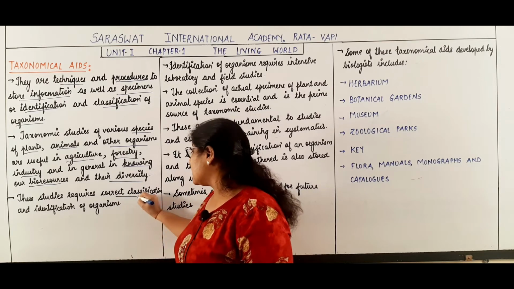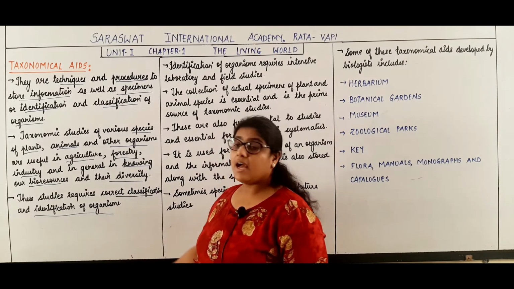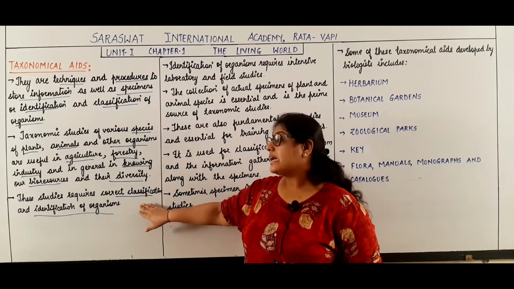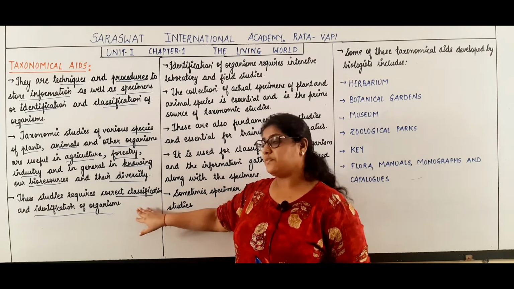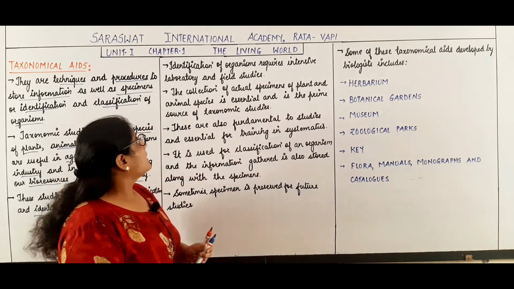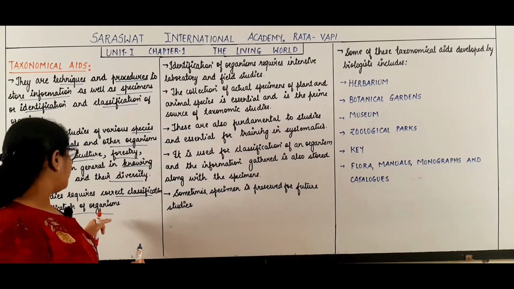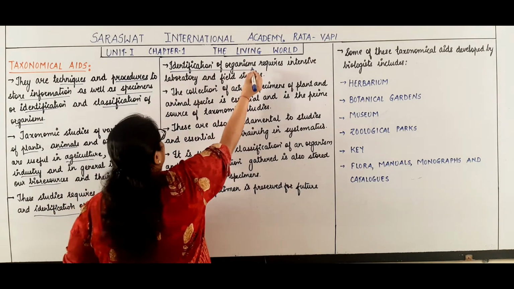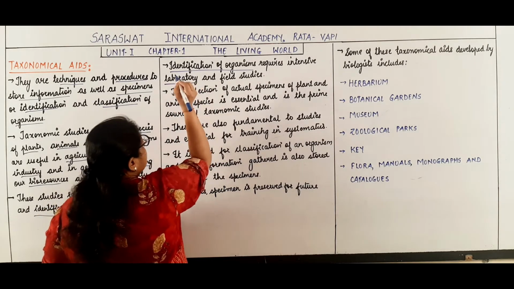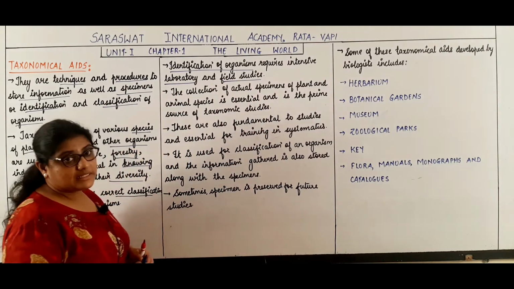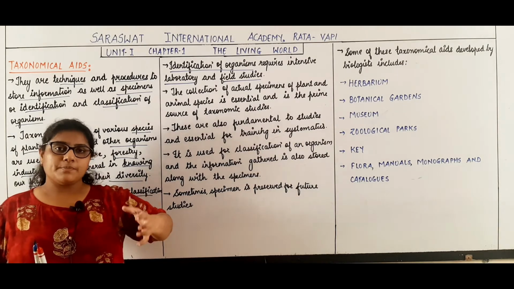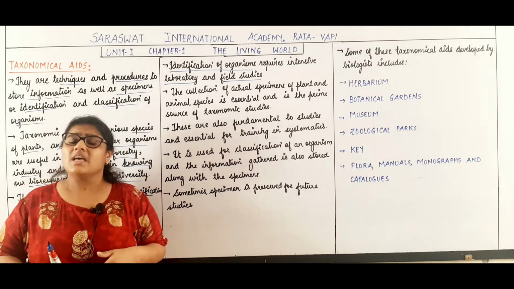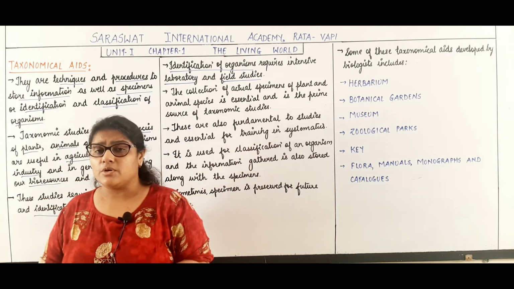Now taxonomic studies require what? They require the correct classification and identification of organisms. Now students, what do identification and correct classification require? Identification of organisms requires intensive laboratory and field studies. So see, what is the importance of taxonomic studies? It is important in forestry, in agriculture, in industry, as well as through it we can know our bioresources.